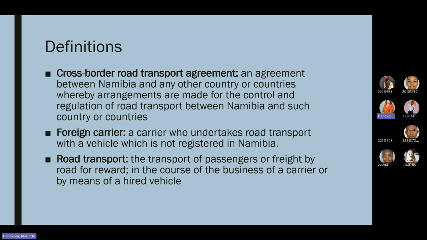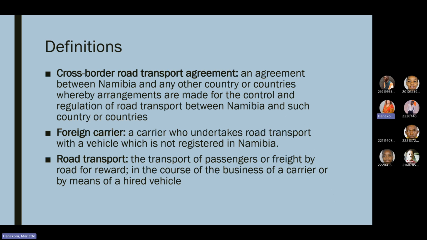Further definitions, these are straightforward. A cross-border transport agreement. We've come across cross-border transport agreements previously when we were doing the SADC protocol. In the SADC protocol, it spoke about that member states must enter into cross-border transport agreements. In fact, when we were looking at treaties, we looked at some examples, looked at the cross-border transport agreement between Namibia and Zimbabwe. So now all these puzzle pieces are coming together.